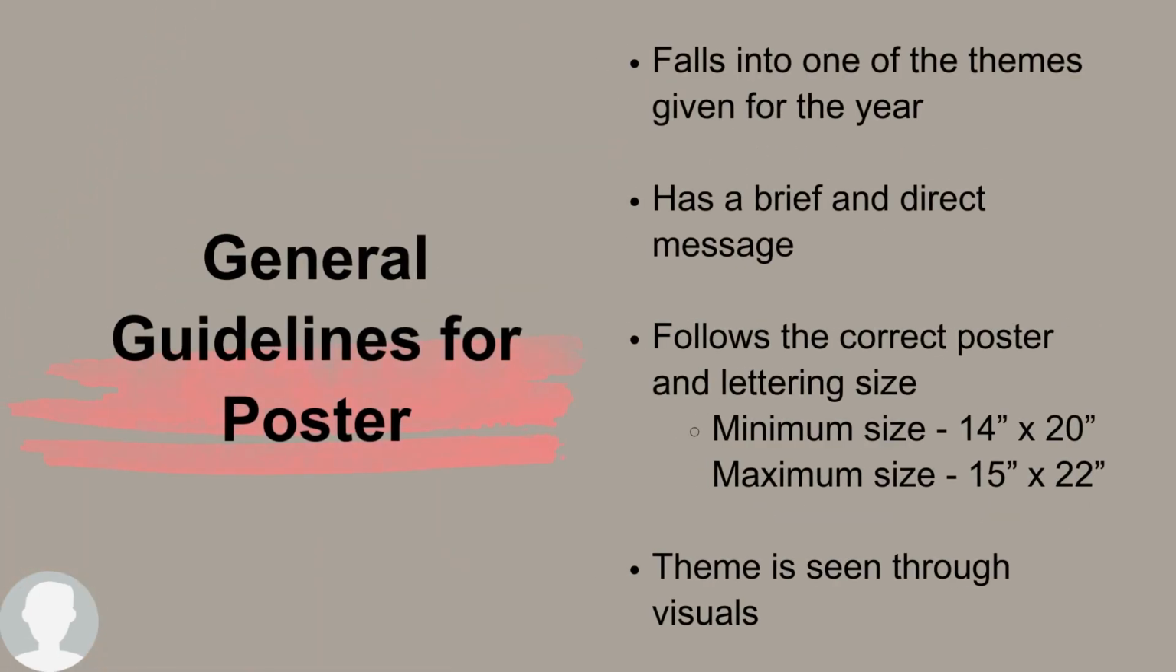Now let's look at guidelines. There are certain guidelines that need to be followed when creating a 4-H poster. First, the poster has to fall into one of the themes laid out for the year. It needs to have a brief and direct message. It should follow the correct poster and lettering size. Below is the proper poster size guidelines, and there will also be a link at the end of the video that has these poster and letter guidelines for you to access. And then the theme also has to be shown through visuals.